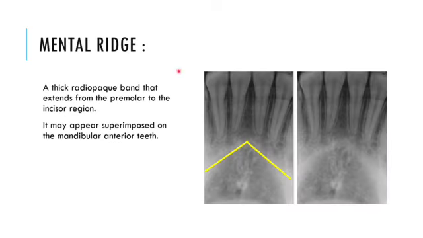Next is the mental ridge. This is the mental ridge. It is a thick radiopaque band that extends from the mandibular premolar to the incisor region on either side. It may appear superimposed on the mandibular anterior teeth. This is actually seen in the periapical region of the mandibular incisors. Sometimes it might be seen superimposing with the mandibular anterior teeth.